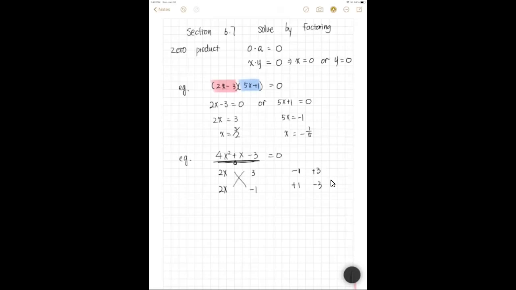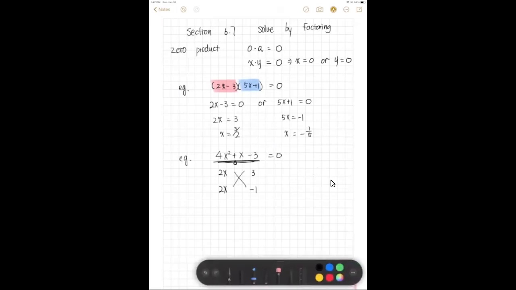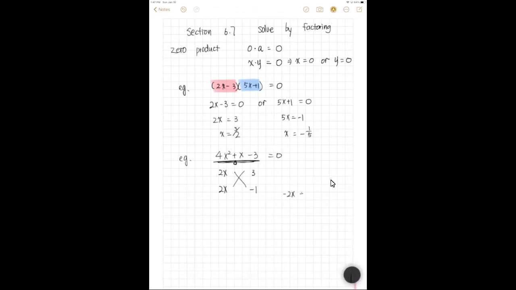Okay, cross multiply, we have what? Negative 2x plus 6x, which does not equal x. It doesn't equal our second term, so that means we need to try something else, right? Remember, for negative 3, the only combination that we can find is 3 and negative 1, so we can try another way to factor 4x squared. We can try x and 4x, so that we have negative 1 and 3.